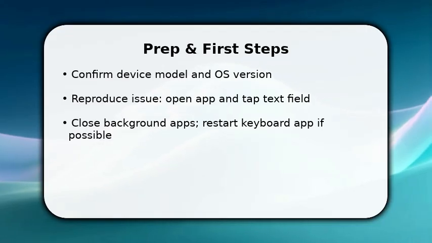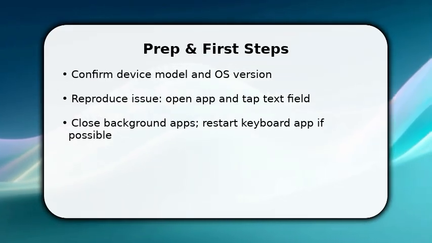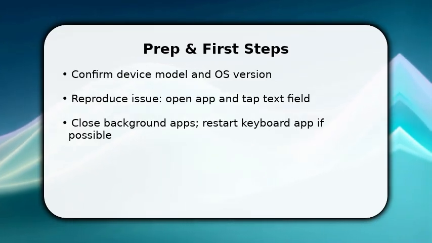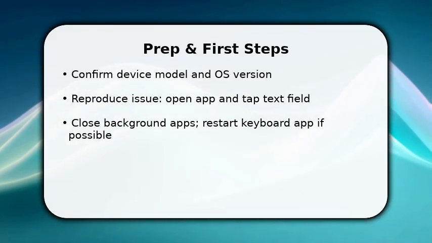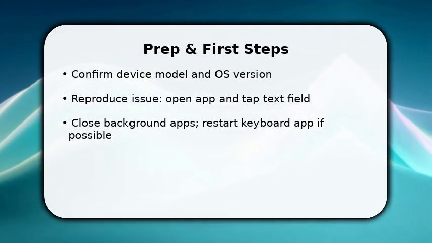You start by confirming the device model and OS version so you know which fixes apply. Next, reproduce the issue, open the exact app, and tap the text field to make the keyboard appear. Once done, close background apps and restart the keyboard app if available to rule out a transient glitch.